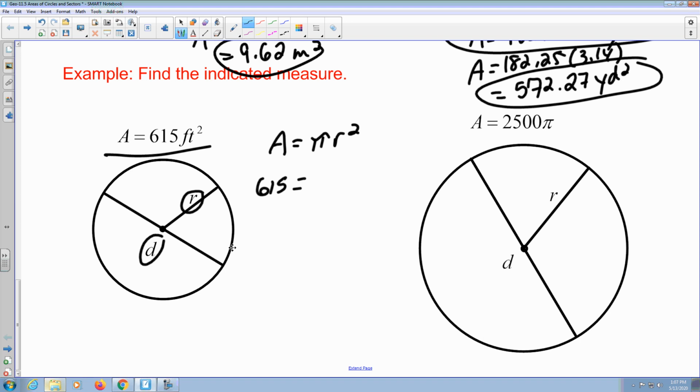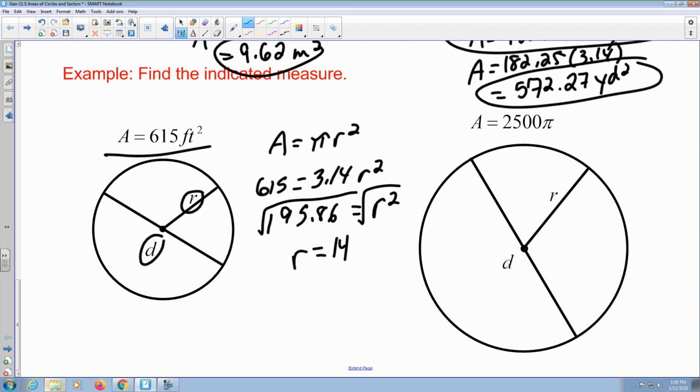So what we can say here is we can use 3.14 for pi, and then all we got to do is find what r squared is. When we divide 3.14 to both sides, you get about 195.86, which equals r squared. To find r, you take the square root of both sides. So that means r is going to equal about 14, which means that the diameter is going to be twice the value of 14, so that is 28, and they're both feet.